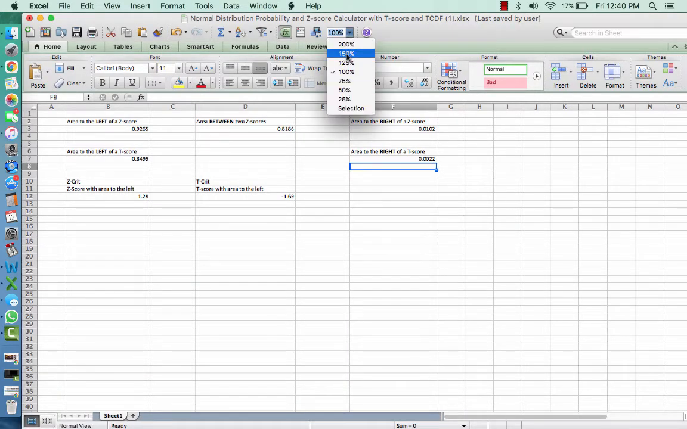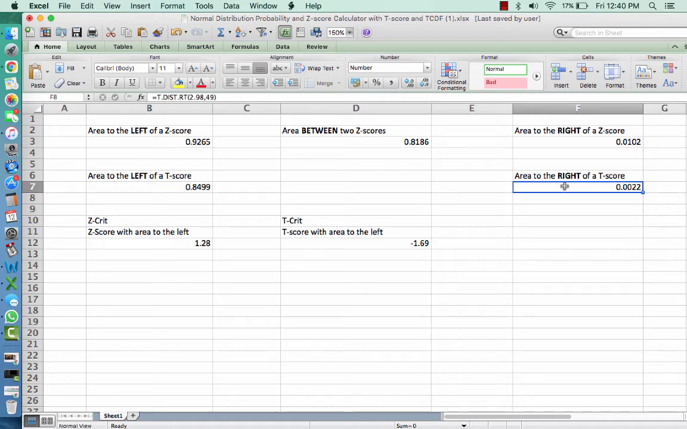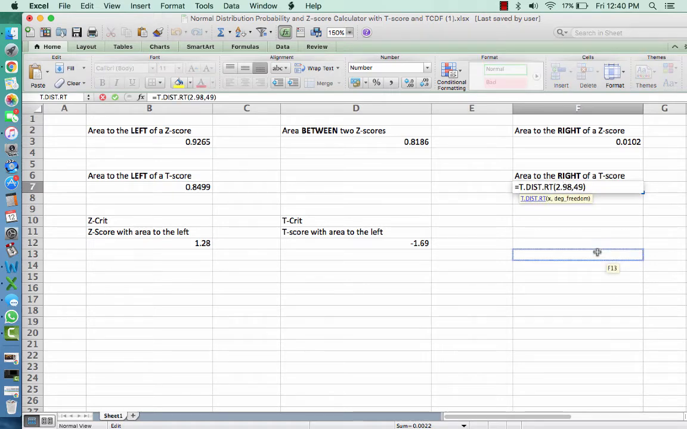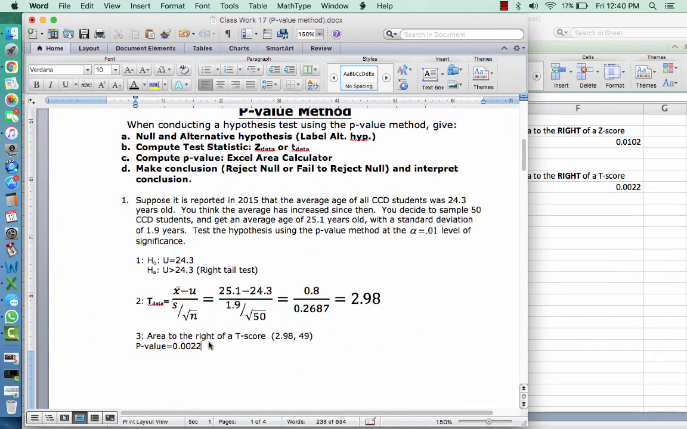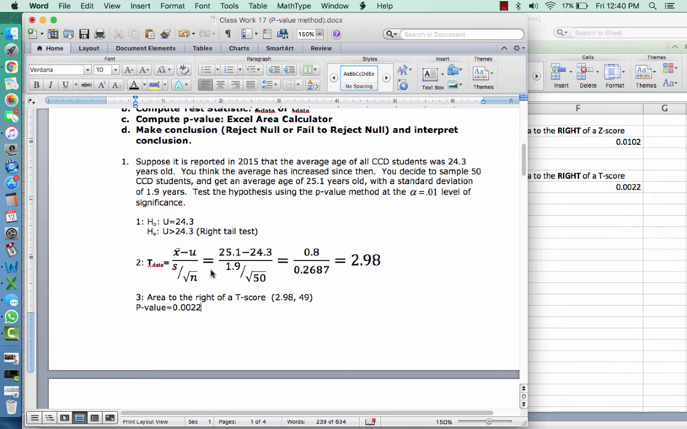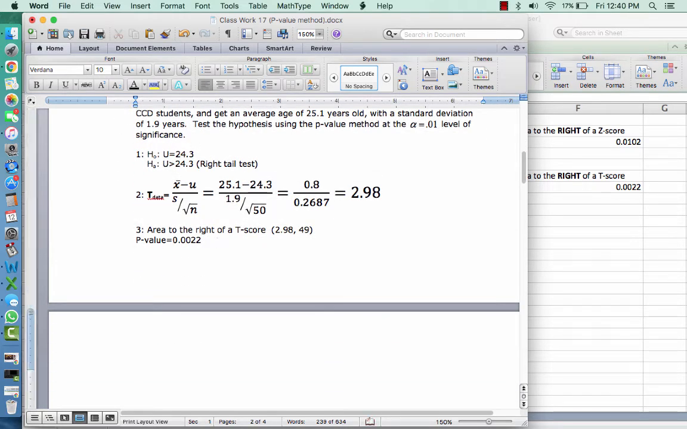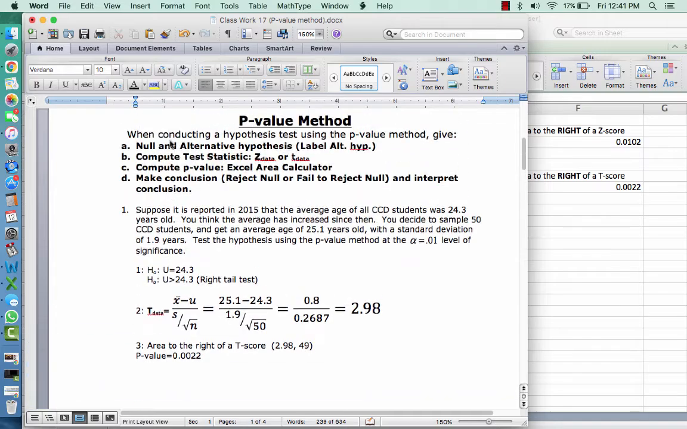Zoom in on that a little bit more. Okay, so just to show that again, 0.0022. So that's a pretty strong evidence p-value because the p-value is very small. So I have strong evidence for the alternative hypothesis that the average age is greater than 24.3 years old.